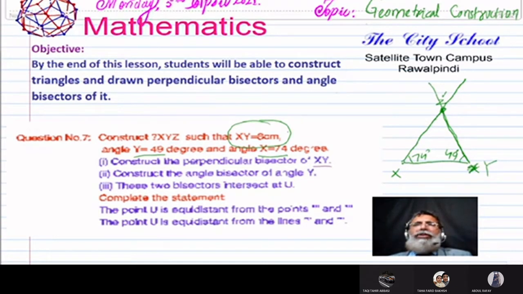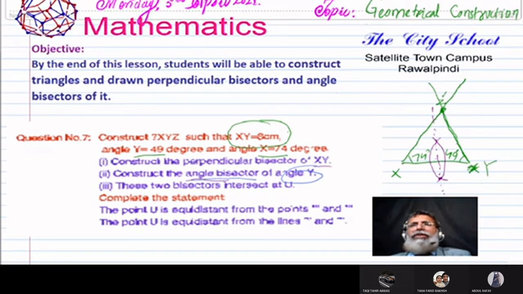It means from X we'll be drawing an arc, and from Y we'll be drawing an arc. These will intersect each other at some point. So we'll be drawing a perpendicular line joining these points, and then it says angle bisector of angle Y. So this is angle Y. So we'll be drawing an angle bisector.